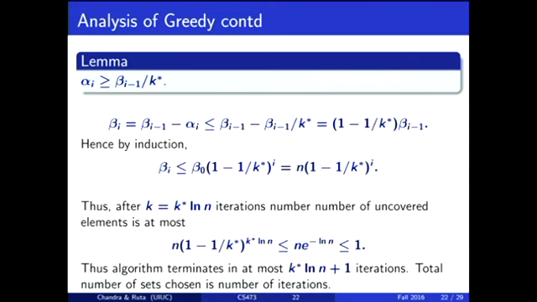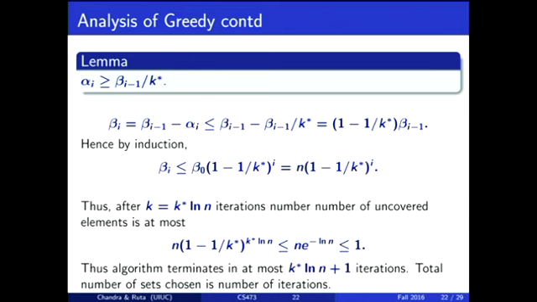So from this, again, we can say beta I minus 1 is less than 1 minus 1 over k star times beta I minus 2, and that is less than 1 minus 1 over k star times beta I minus 3, right? And so we can go all the way and say beta I is less than beta 0 times 1 minus 1 over k star raised to the I. Okay?